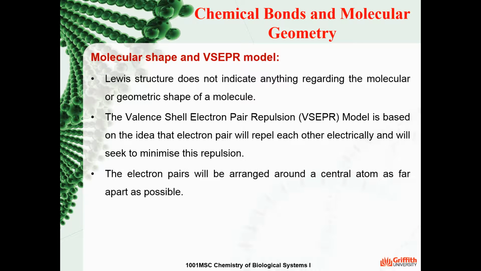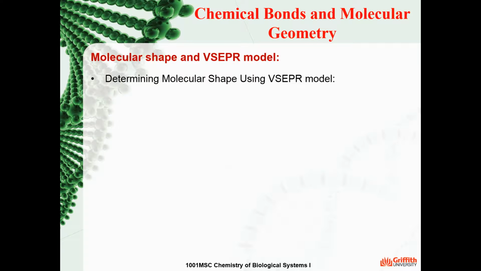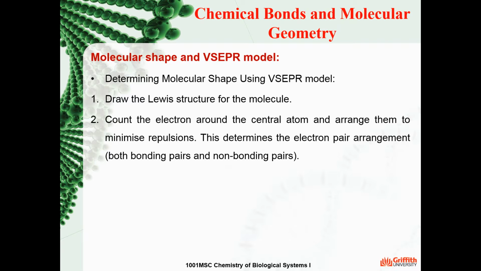So, the electron pairs will be arranged around a central atom as far apart as possible. This model will help us predict the shape and polarity of the compound. To draw molecules using this model, we need to go through some steps. The first step is to draw a Lewis structure for the molecule. Then, we need to count the electrons around the central atom, or the places that contain electrons around the central atom. So the central atom is the focus of this model. Those electrons tend to locate as far away as possible from each other to reduce the repulsion forces.